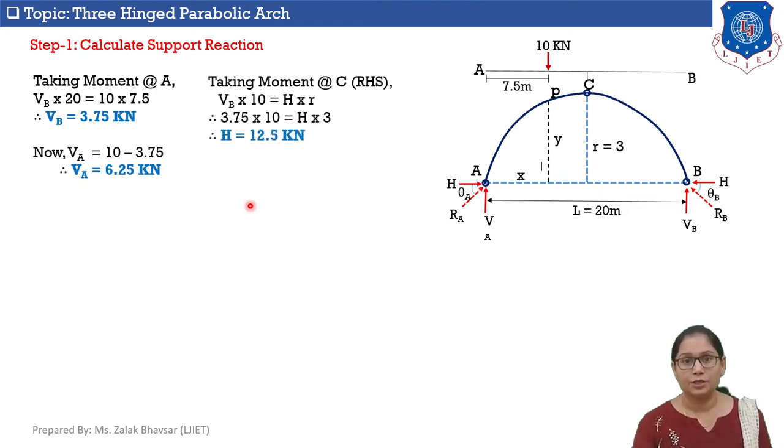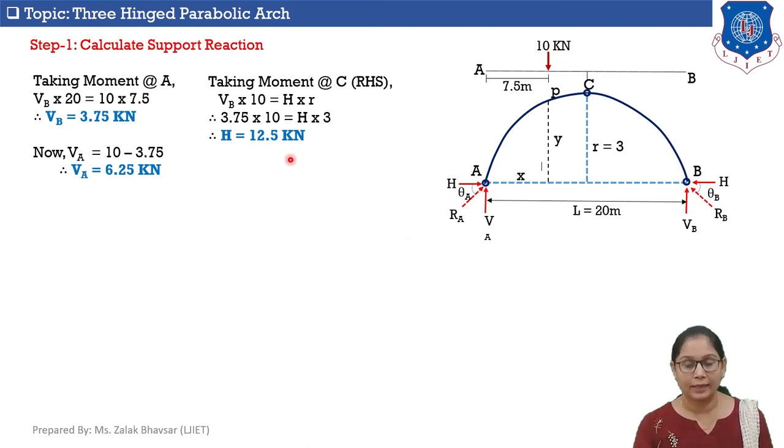Now, for calculation of H, we need to take moment about point C. Let's take moment from right hand side of the point C. Now here you can see that again this vertical reaction VB will generate anti-clockwise moment about point C, which is equal to VB into 10. 10 is the distance between line of action of this reaction VB and point C. Now, this horizontal reaction H will generate clockwise moment about point C, which is equal to H into 3, where 3 is the distance between line of action of this H and point C. Okay, so I am getting H is equal to 12.5 kilonewton. So, value of H here is 12.5 kilonewton.